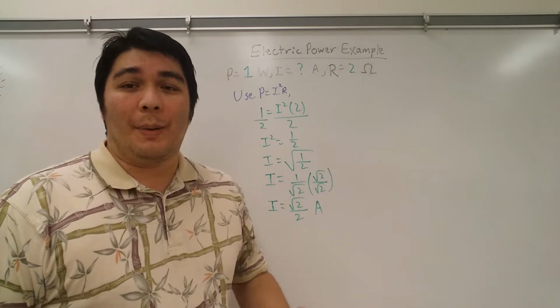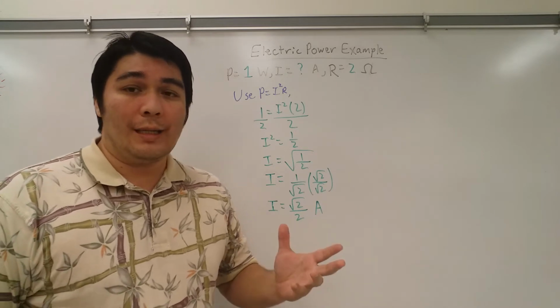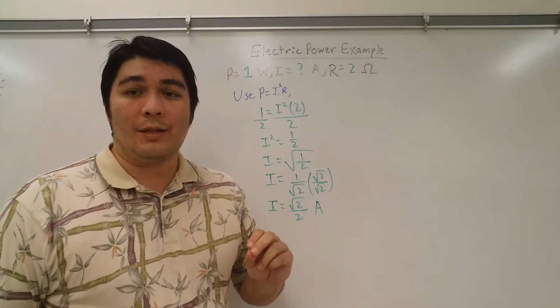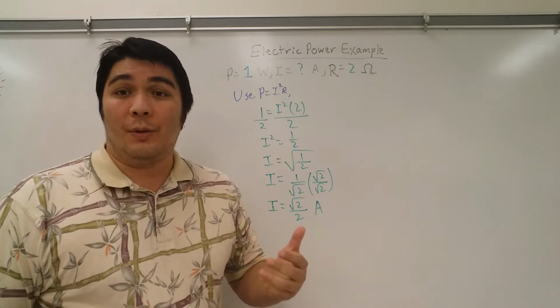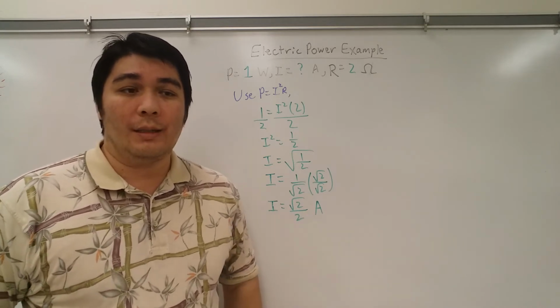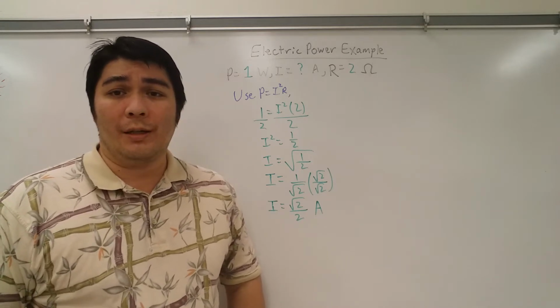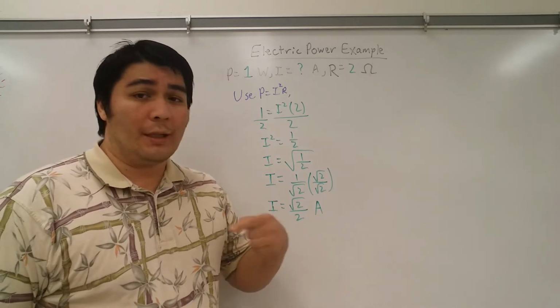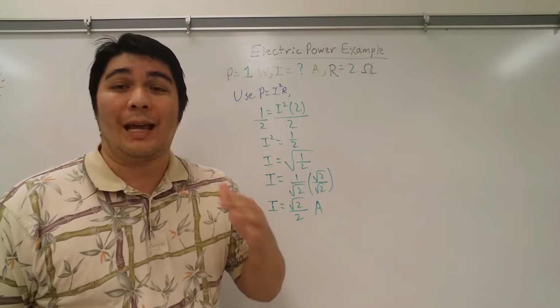So we start off with our power equaling 1 watt. We don't know what our current is, and our resistance is going to be 2 ohms. So we're going to use the equation P equals I squared R, like it says in the example problem, and we're going to just go for it. We're going to plug in the values into the variables, all our given information, and solve.